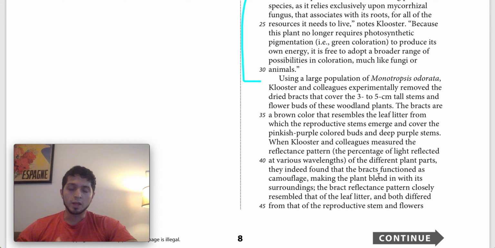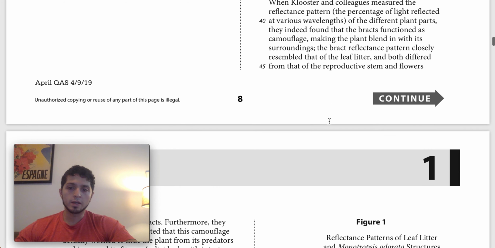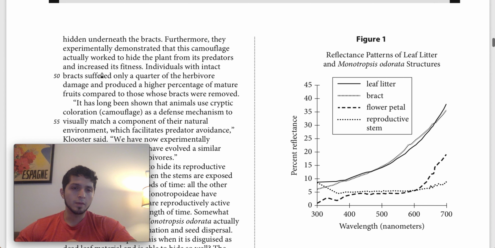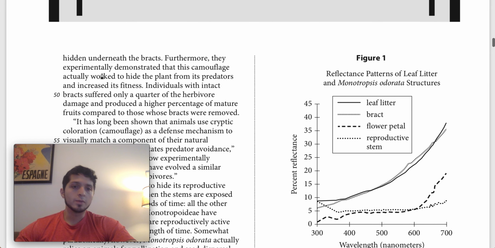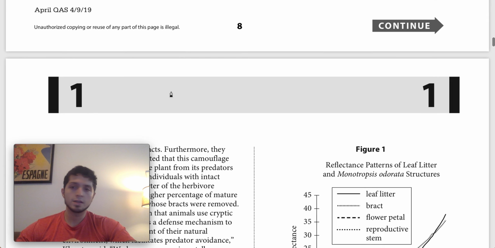He used a large population of the species. He basically took away the bracts, which are these little dried, almost leaf-like things that cover the entire plant. Then he just goes through it, keeps explaining it. Furthermore, and so on. So here are the conclusions. They experimentally demonstrated that this camouflage actually worked to hide the plant from its predators and increased its fitness.